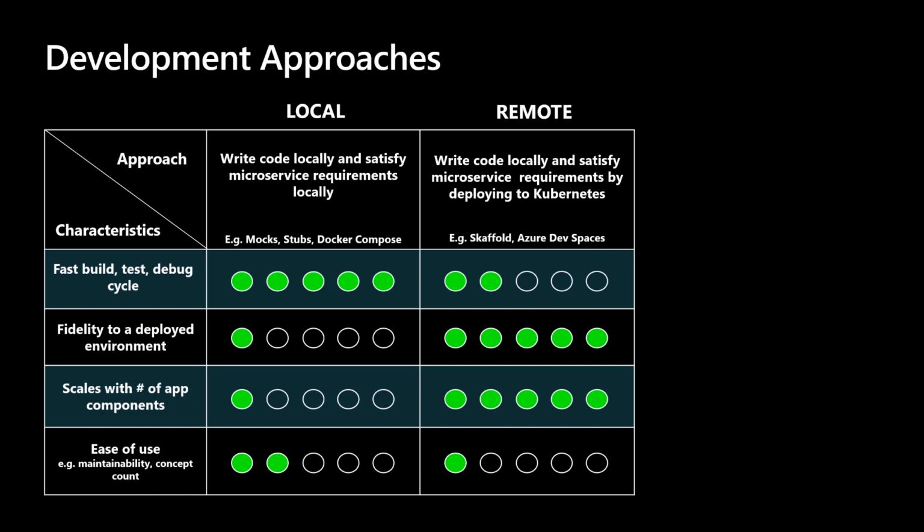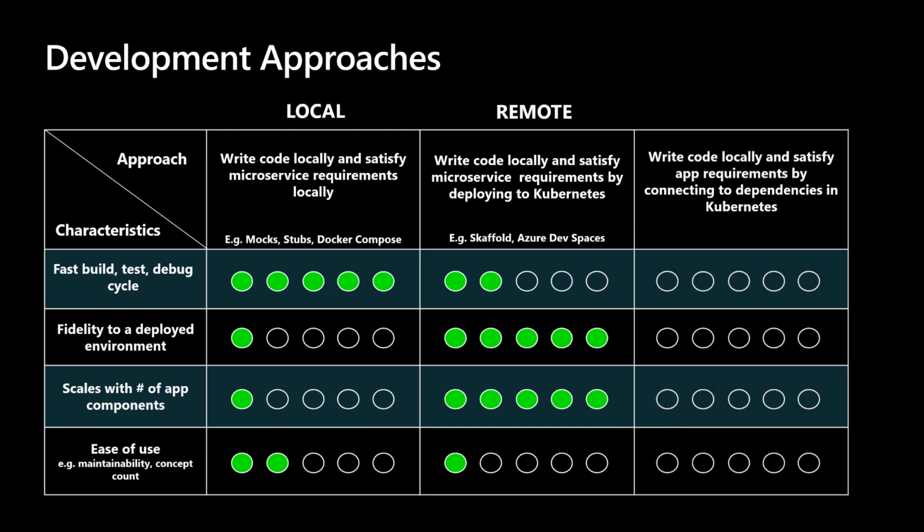As you can see, both the local and remote approaches have solid strengths, but also critical flaws. This last approach, which can be thought of as a hybrid, shares the strengths of both the local and remote approaches. The developer writes code locally and satisfies their microservice requirements by connecting to dependencies in Kubernetes. This provides the developer with speed and flexibility of writing, testing, and debugging their microservice code locally while using tools they are already familiar with. At the same time, this approach delivers the high fidelity of a deployed environment.